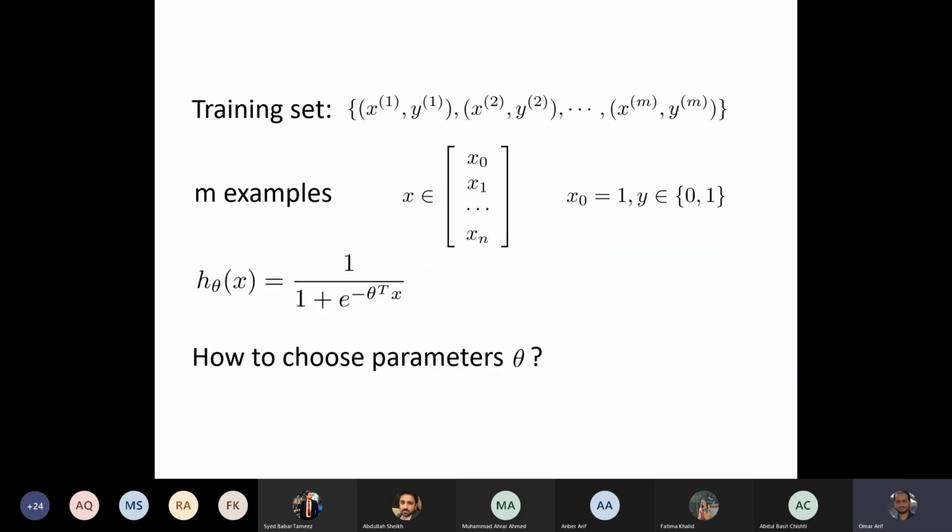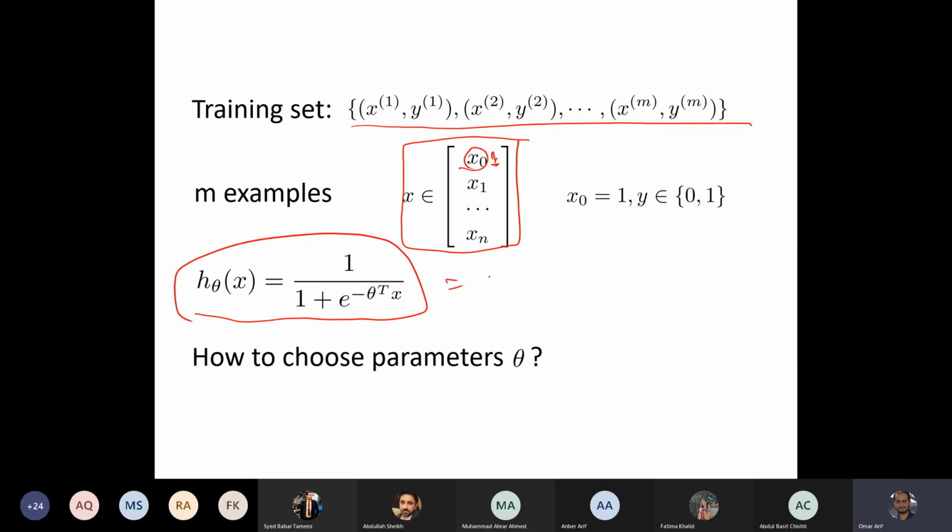Okay, so again, just to go through the whole setup. These are my examples, the training data. I have m examples. I can represent them as a vector, where the subscript means that I have n features, and x0 is always 1. We talked about that before also. And this is the hypothesis function. For the sigmoid function, this is the equation for how to compute it. The objective is now to find the parameters theta.